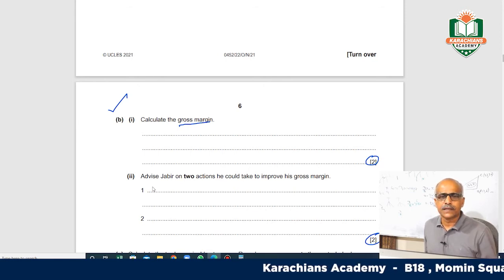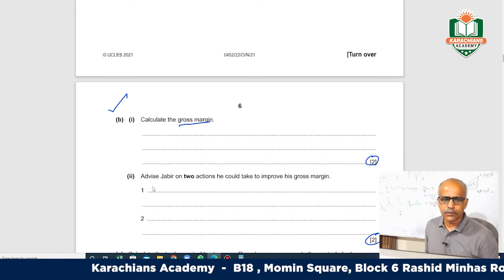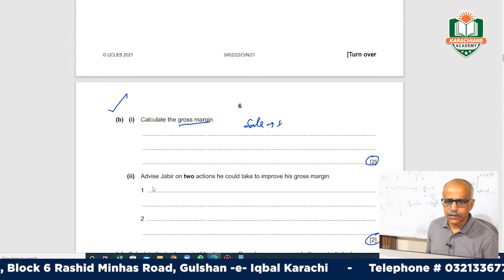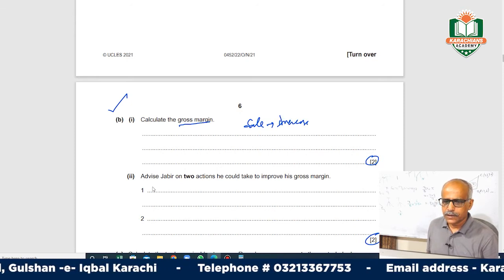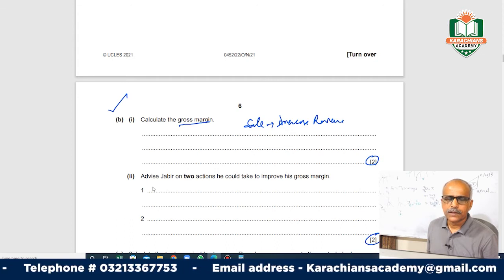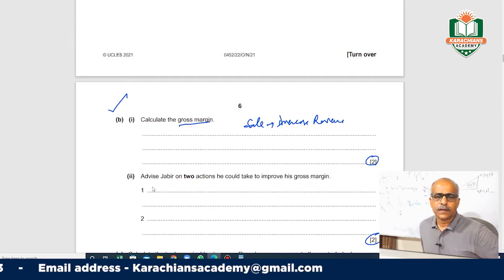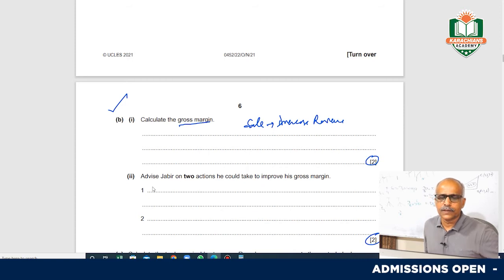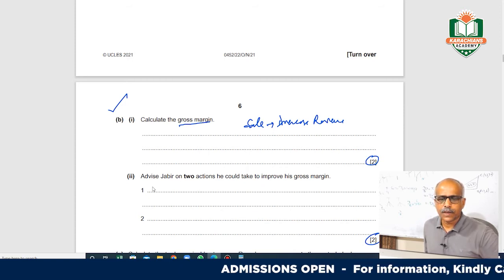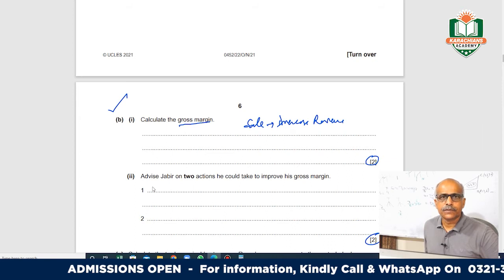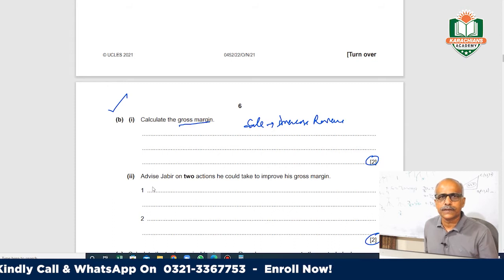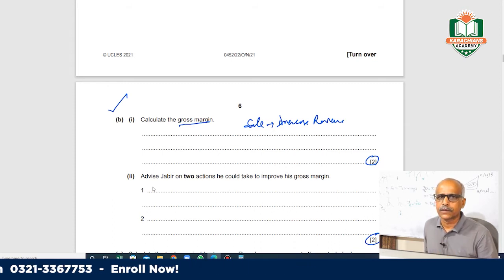Otherwise, he has to do something to increase sales, increase revenue. How can he improve his gross margin? He has to improve his sales revenue, and the way is he has to increase his prices, or if he is giving some extra discount he should reduce it. Then this is one way.